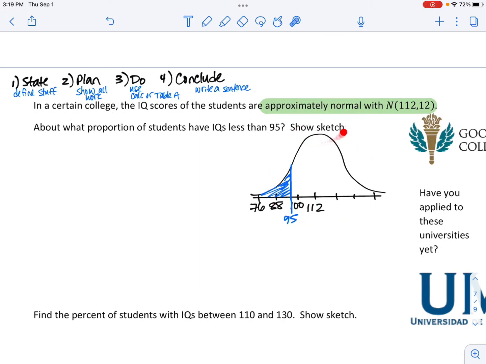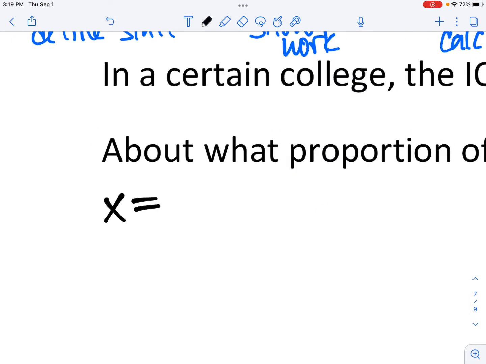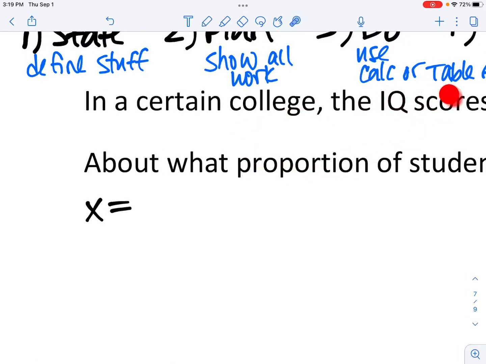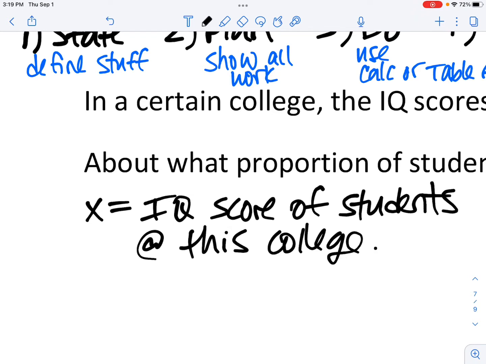So first step, show the sketch. I need to state some stuff. I'm going to be using an X in my work, so I'm going to define what X is. And in this case, what are we looking at? IQ scores of students at this college. If I were defining X from the Rafael Nadal question that we did yesterday, I would say miles per hour of Rafael Nadal's first serve. It was units. In this case, we don't really have units on IQ that I'm aware of, but anyways.